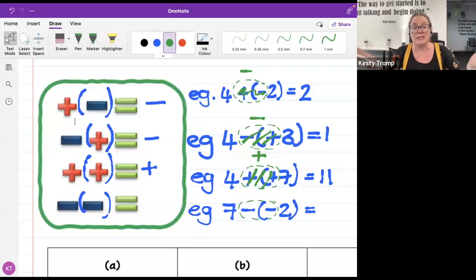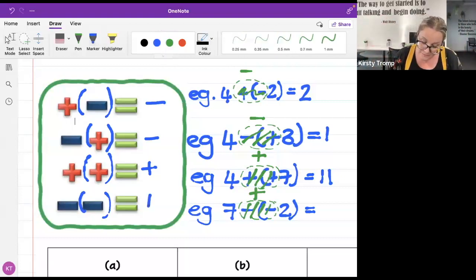What happens when the two signs are the same? What happened when I had a positive sign and a positive sign next to each other? The two signs were the same, and I was left with a positive. Now I've got a negative sign and a negative sign next to each other. The two signs are the same, so I'm going to be left again with a positive. So two negative signs next to each other are still going to give a positive. So 7 plus 2 is going to give me 9.